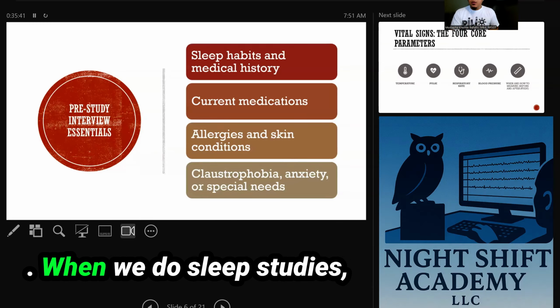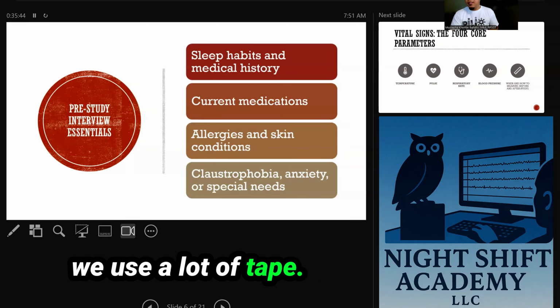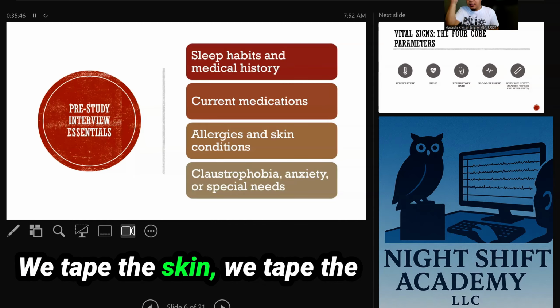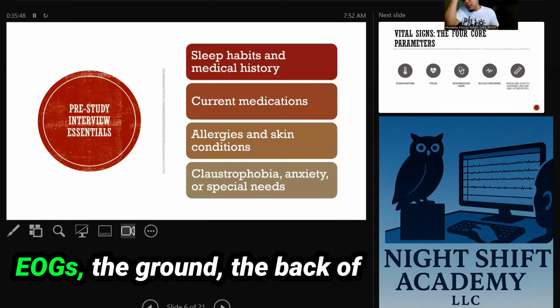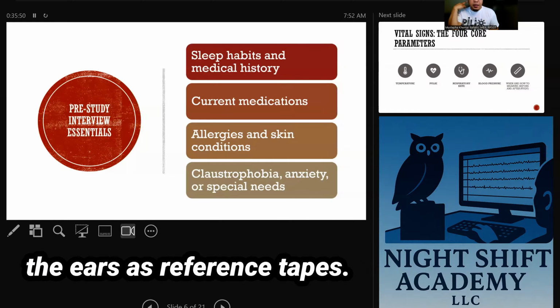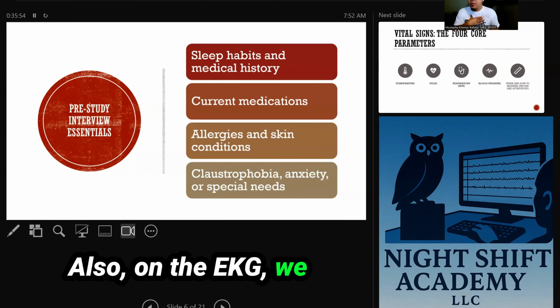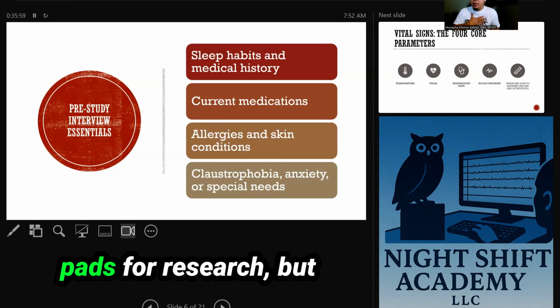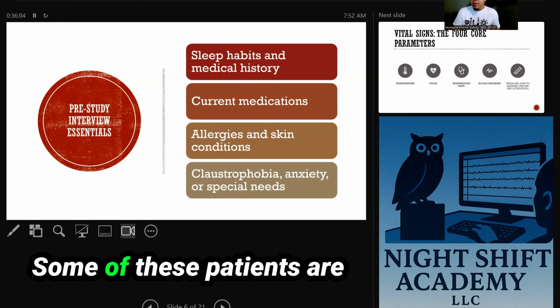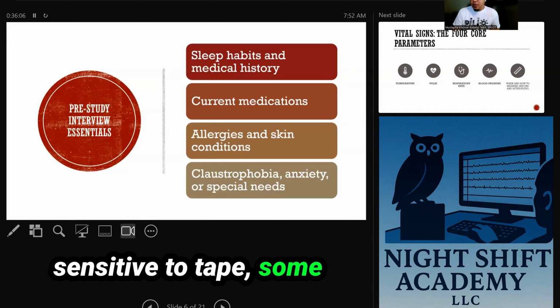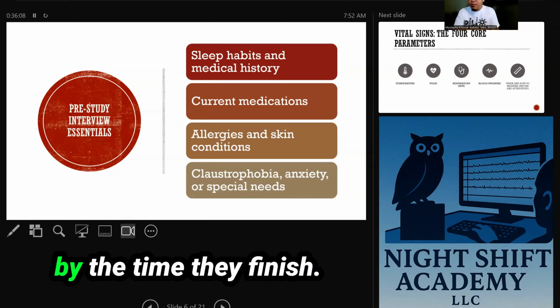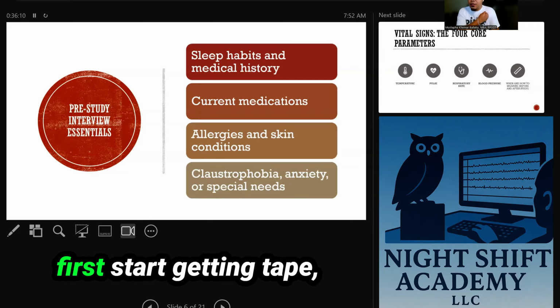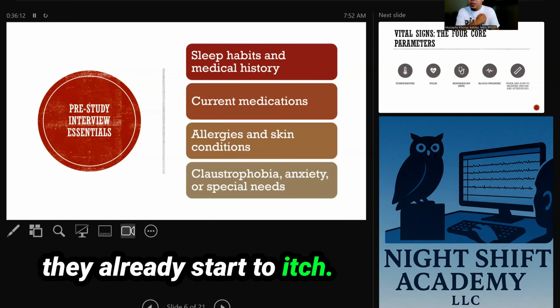When we do sleep studies, we use a lot of tape. We tape the skin, we tape the EOGs, the ground, the back of the ears as reference. Tape is also used on the EKG. We use at least 2 to 3. We used to use 5 EKG pads for research, but we use a lot of tape. And some of these patients are sensitive to tape. Some of them will have rashes by the time they finish, or even when they first start getting taped, they already start to itch.